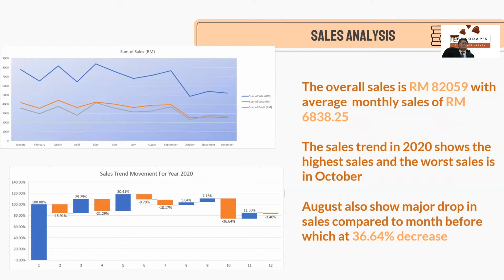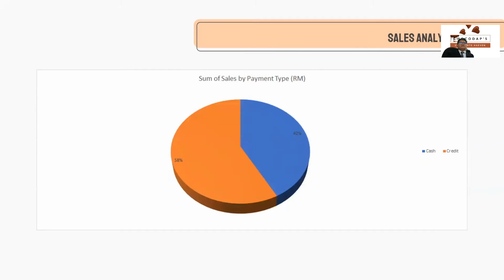Below the chart, there is also the sales movement, which shows how many percent increase from the last year. The January we can ignore because it has nothing to compare with. So we start with February until December. From the chart, we can see that August shows the major drop in sales compared to the month before, which is a 36.64% decrease.